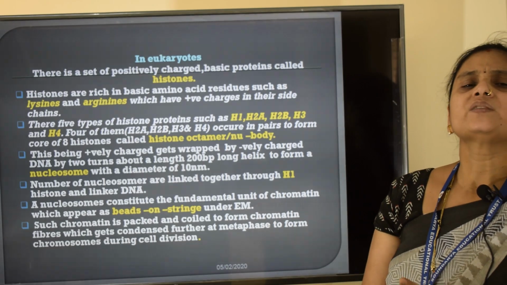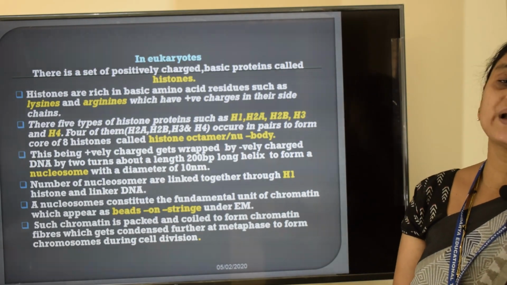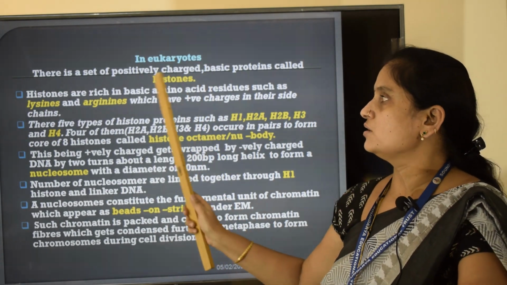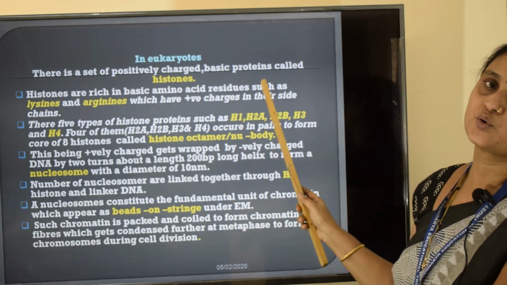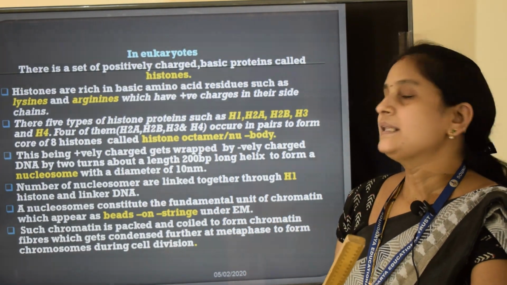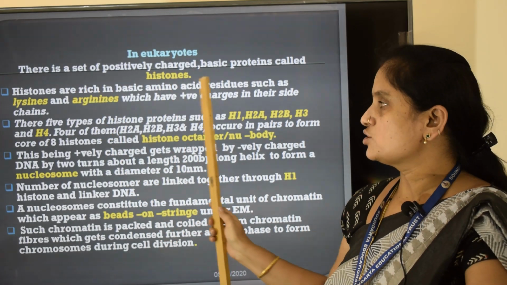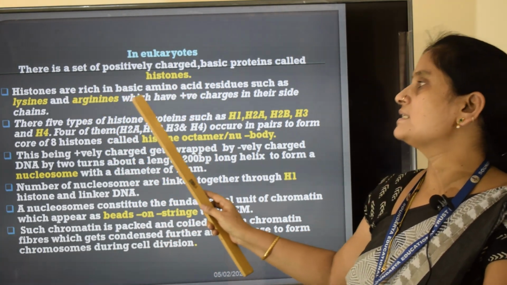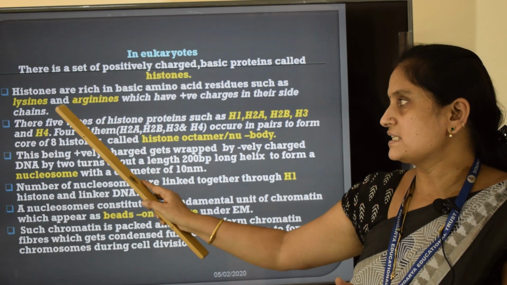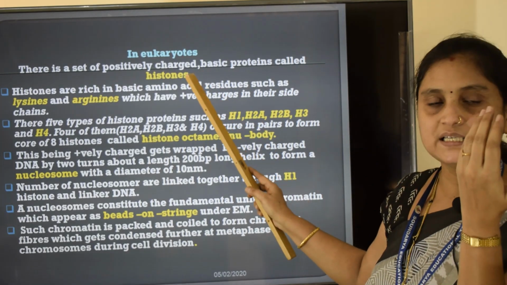Now there must be a complex packaging mechanism involved. What is that complex mechanism of packaging of DNA in eukaryotes? In eukaryotes, there is a set of positively charged proteins called histone proteins associated with negatively charged DNA. They form a particular structure called the nucleosome. How is it going to be formed? First let me tell you what histone proteins are. Histone proteins are rich in basic amino acids, usually lysines and arginines, which have positive charges in their side chains. Because of that, the histone proteins have a positive charge.